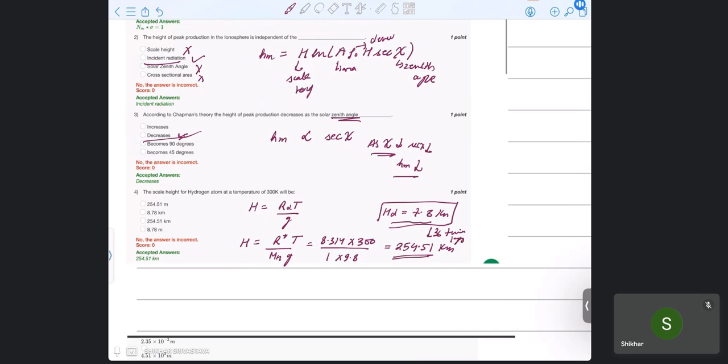What does scale height signify? Most of the mass of the atmosphere is concentrated in the lower part, below 7 to 8 kilometers. It drops significantly, by 1 by e times, over 7 to 8 kilometers. Now, in an atmosphere of only hydrogen atoms, the mass would not be concentrated near the Earth's surface. The mass of the atmosphere would drop to 1 by e times only at a scale height of 254 kilometers. When it reaches 254 kilometers, it will become rho naught by e. So that is important.